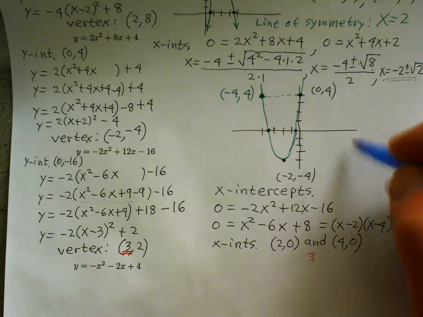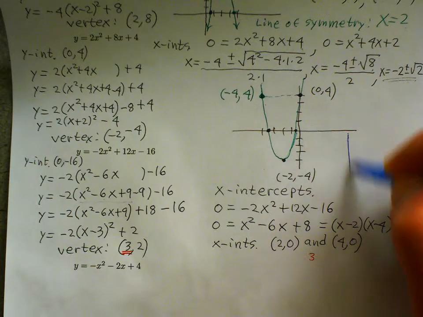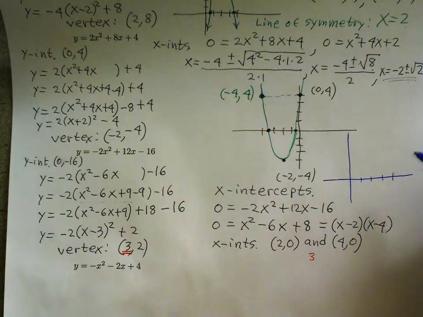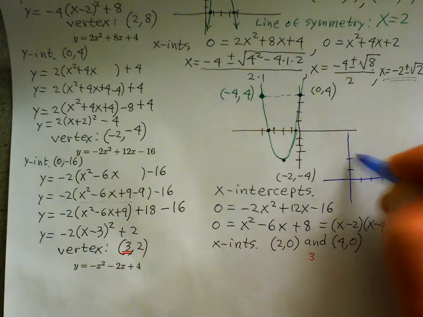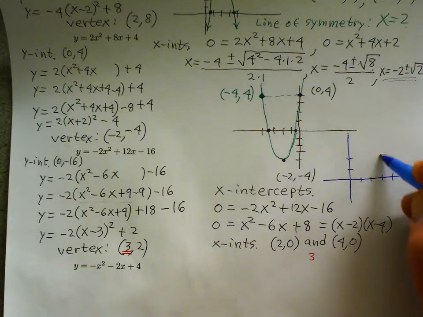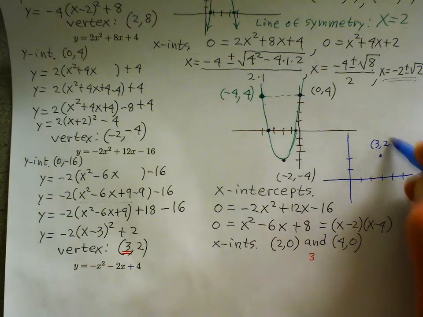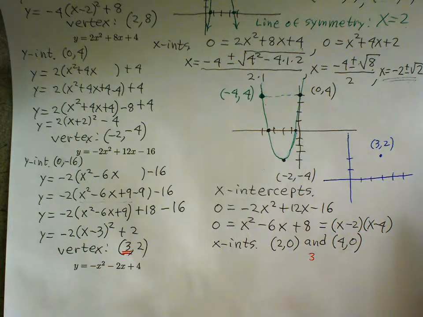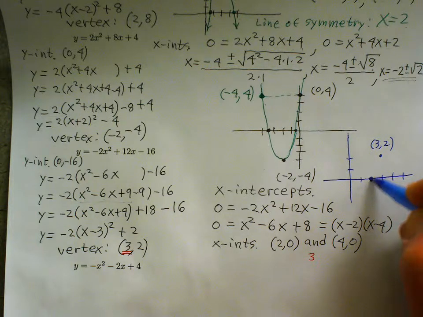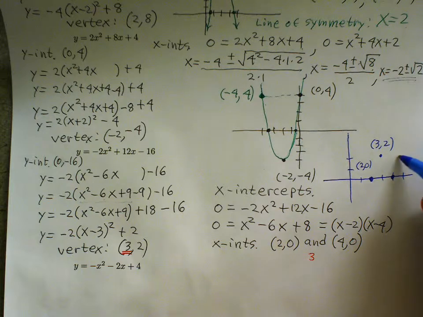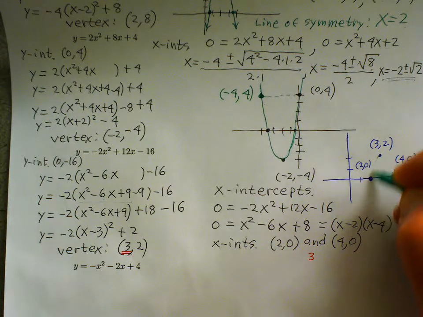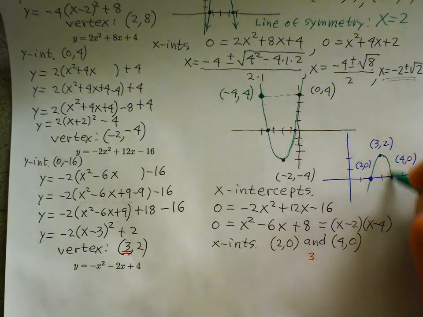So I'll try to graph this. The ordered pair 3, 2 is the vertex. We know the parabola opens down because the leading coefficient is negative. And one x-intercept is 2, 0. And the other x-intercept is 4, 0. And then the parabola opens down, so this is roughly the graph of the parabola.